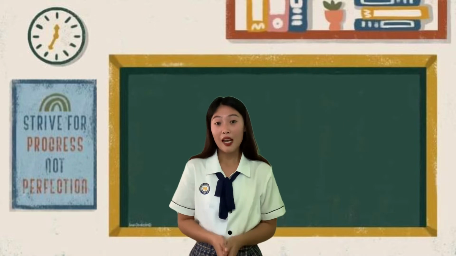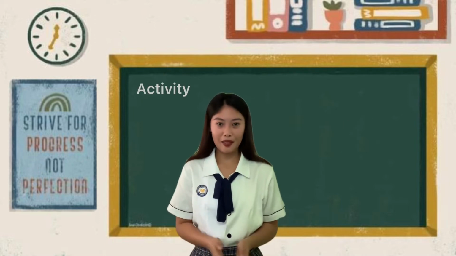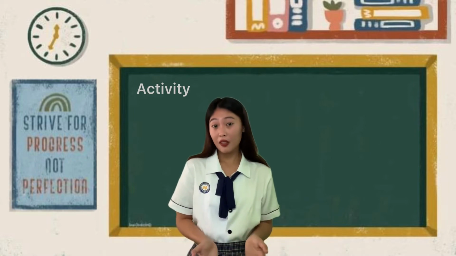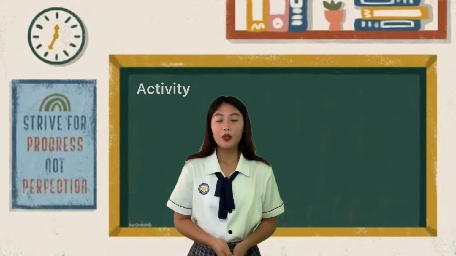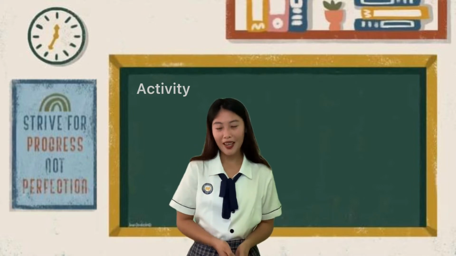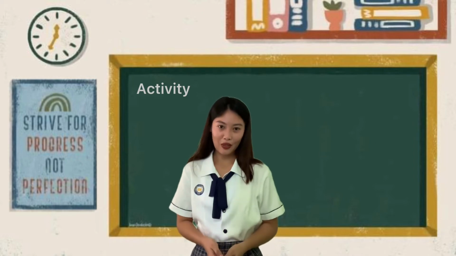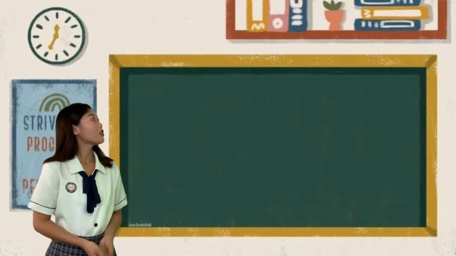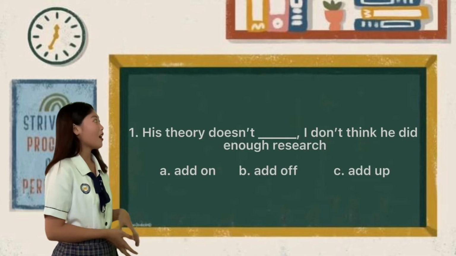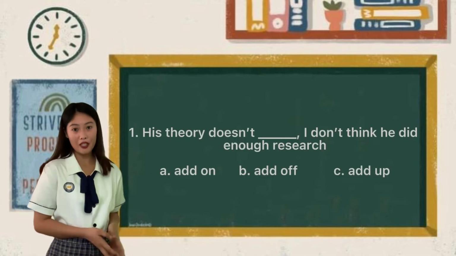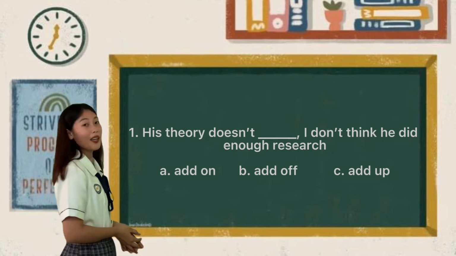Before I discuss phrasal verbs, I would like to give you a short activity. This activity will give you a clue and insight about phrasal verbs. I would like you to get a piece of paper and let's answer this activity. We're going to analyze it later on. Number 1, his theory doesn't blank. I don't think he did enough research. A, add on. B, add off. C, add up.